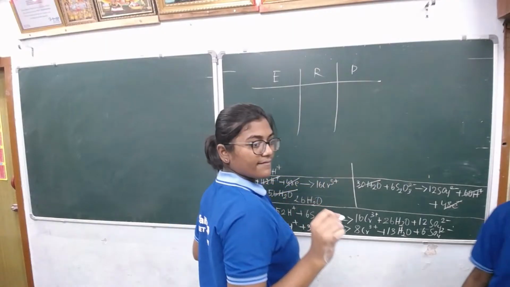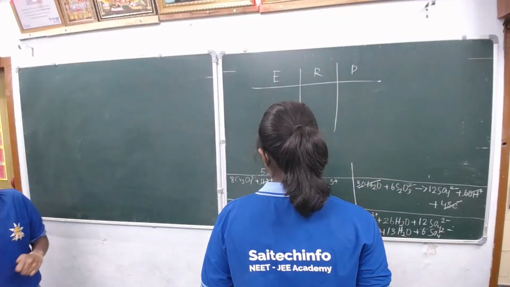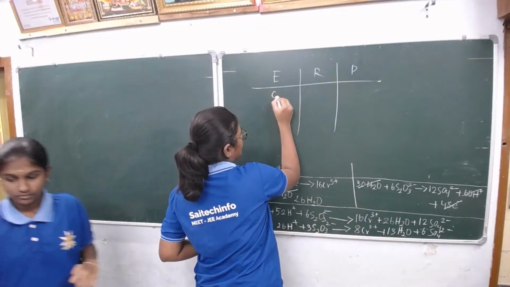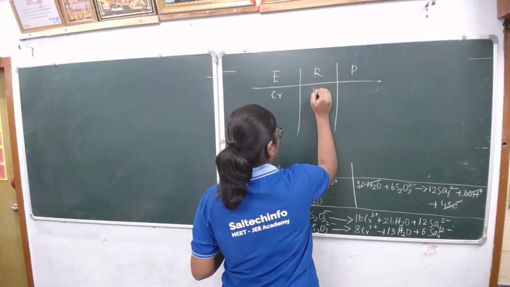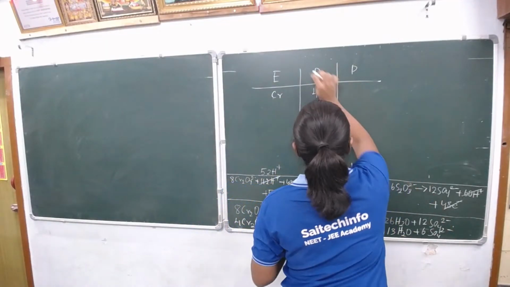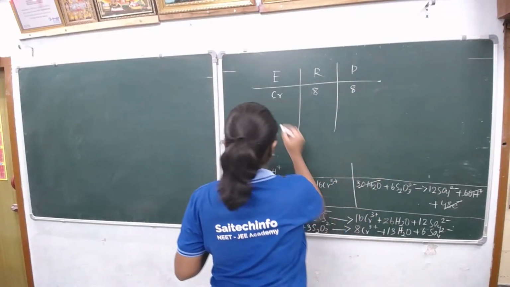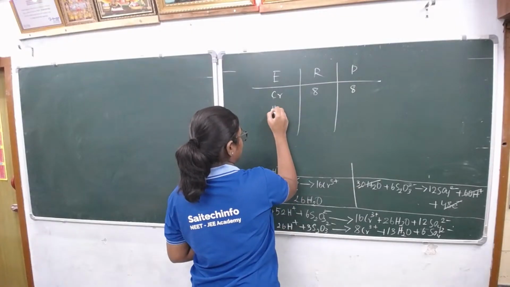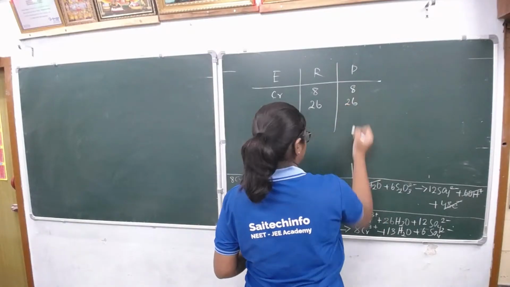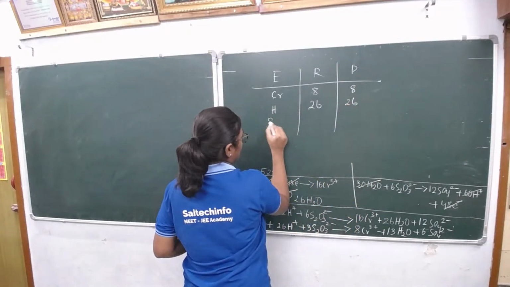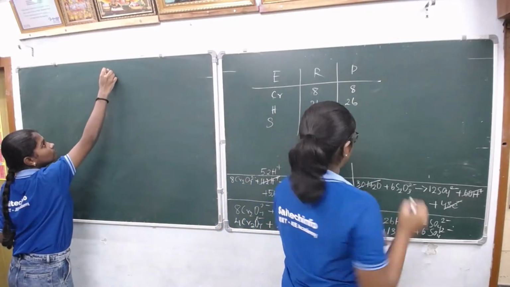Like what Priya did, you should also try to verify by the ERP table finally. Okay. So see first Cr, in the reactant side it is 4, and in the product side it is 8, sir. 8. Here also 8. And next is hydrogen. Here I have 26. There I have 26. 13 twos are 26. And here S I have 6. Here also I have 6.